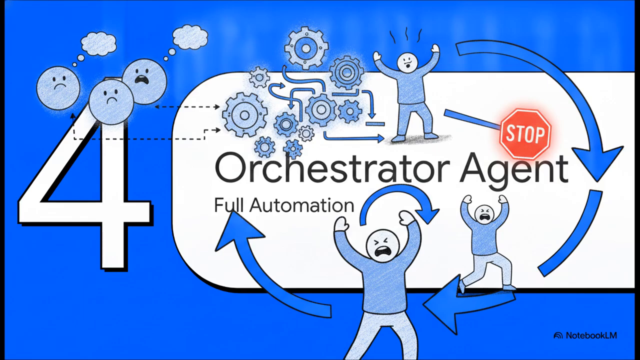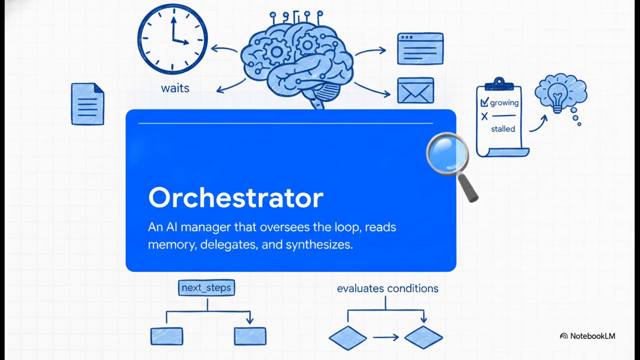Section 4. Adding an orchestrator agent. Full automation without human clicking. So we've got these 3 brilliant sub-agents, right? But if you have to manually copy-paste their outputs to each other every single time, you're still the bottleneck. We need to completely remove you from the mechanics. That is where the orchestrator comes in.